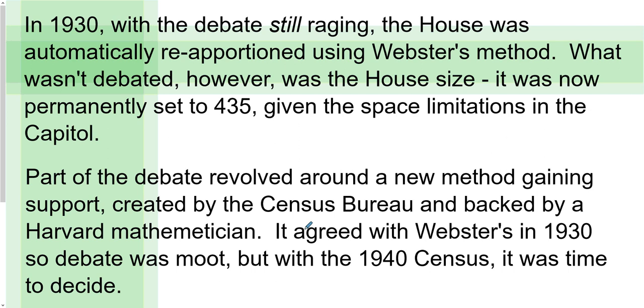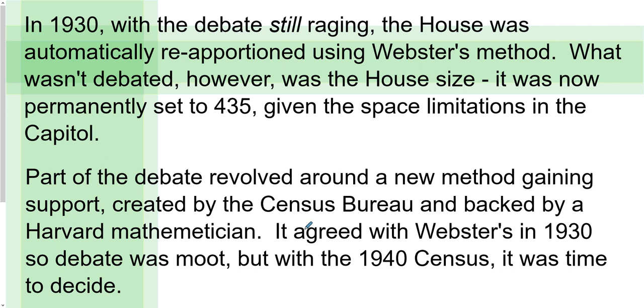Congress quickly realized that no matter what they try to do, 435 was it. Unless they tried adding on to the Capitol, which wasn't going to happen either. I'm like, oh, let's build a new Capitol. And everyone's like, no, can't do that. Okay. But at the same time, some Harvard mathematicians came up with a new method.